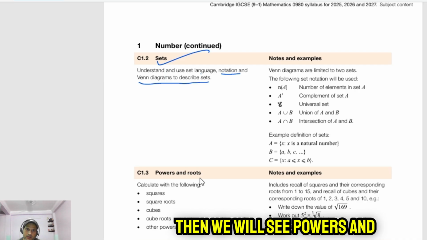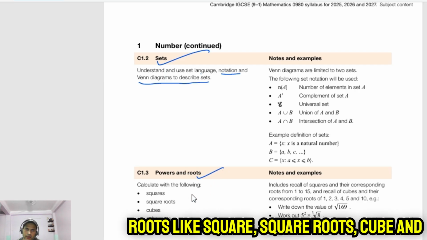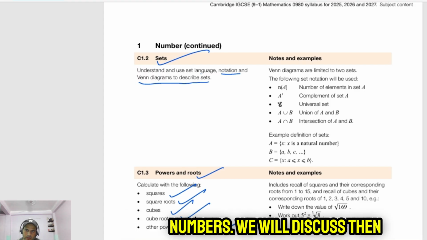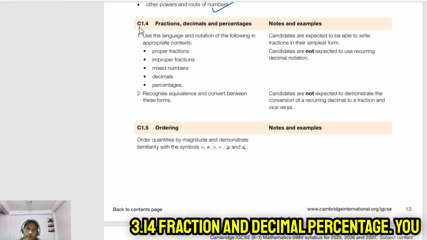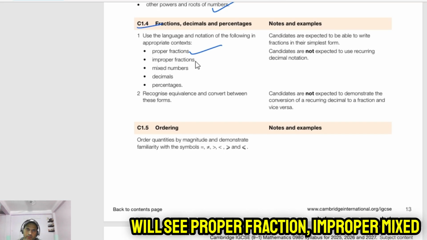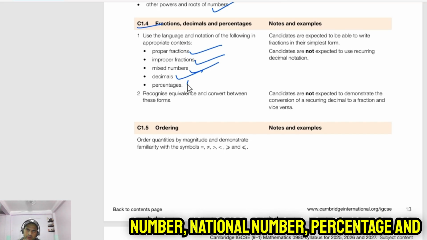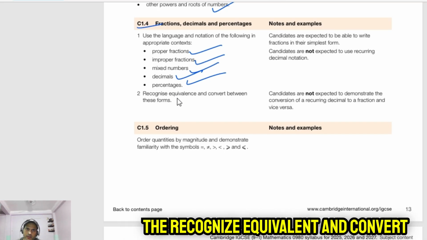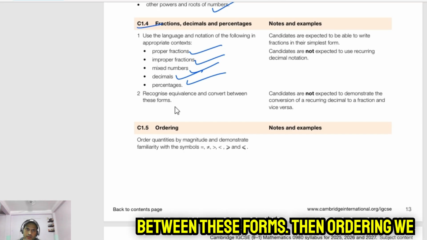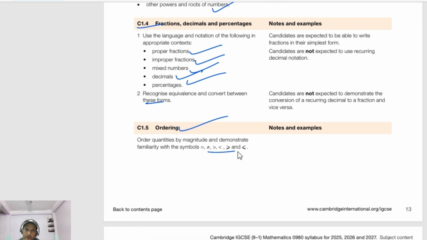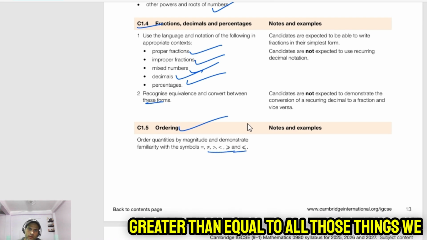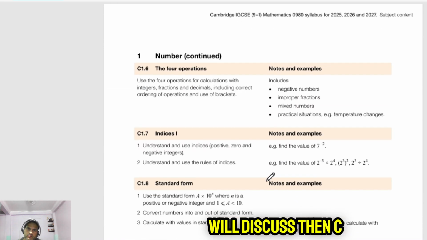Then we will see powers and roots, like square roots, cubes and cube roots, and their powers and roots. We will discuss then 3.14, fractions, decimals, and percentages. You will see proper fractions, improper fractions, mixed numbers, decimal numbers, and percentages, and how to recognize equivalents and convert between these forms. Then ordering: we will also use greater than, less than, greater than or equal to. We will discuss all those things.